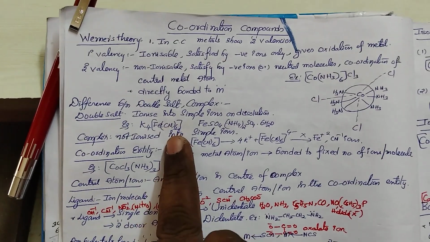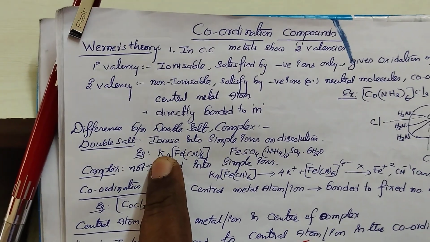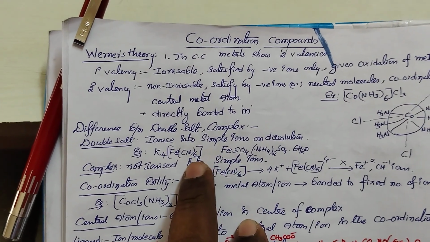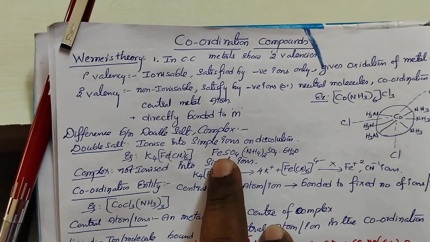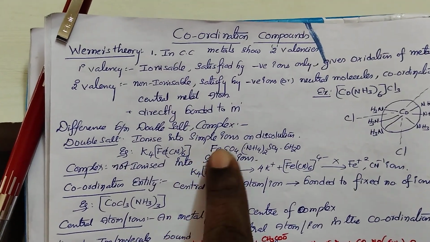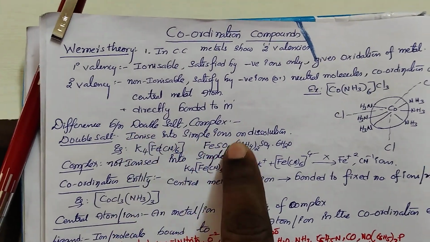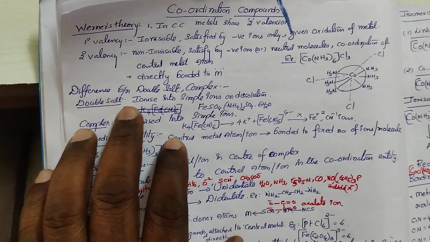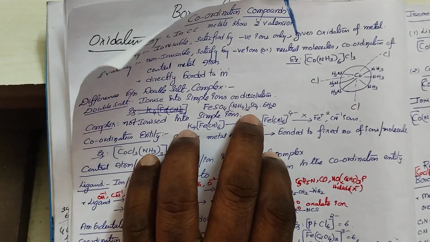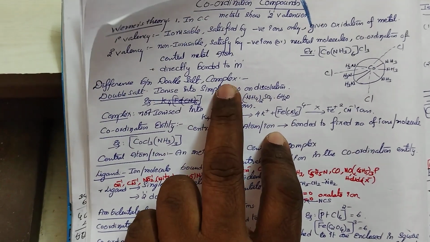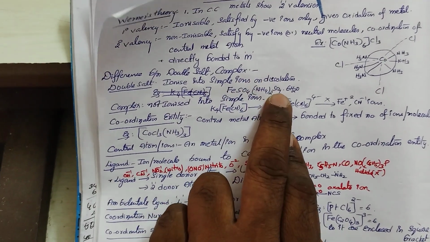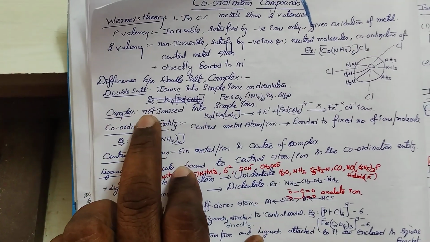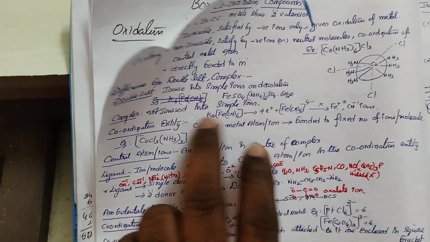It will dissociate into K plus, Fe2 plus and other simple ions. A double salt is, for example, FeSO4 (NH4)2SO4. Here Fe2 plus, ammonium ion and sulfate ion, all ions will be completely ionized. But a complex is not ionized into simple ions.